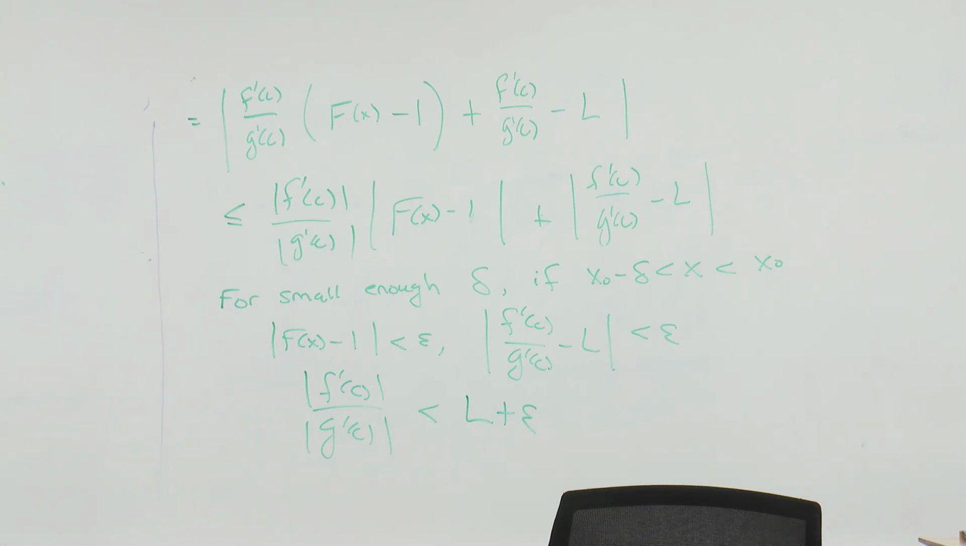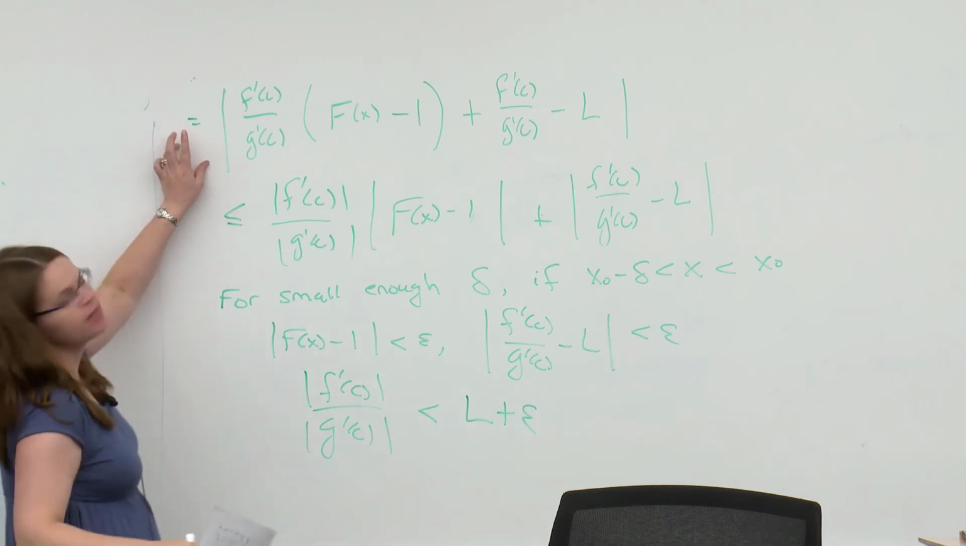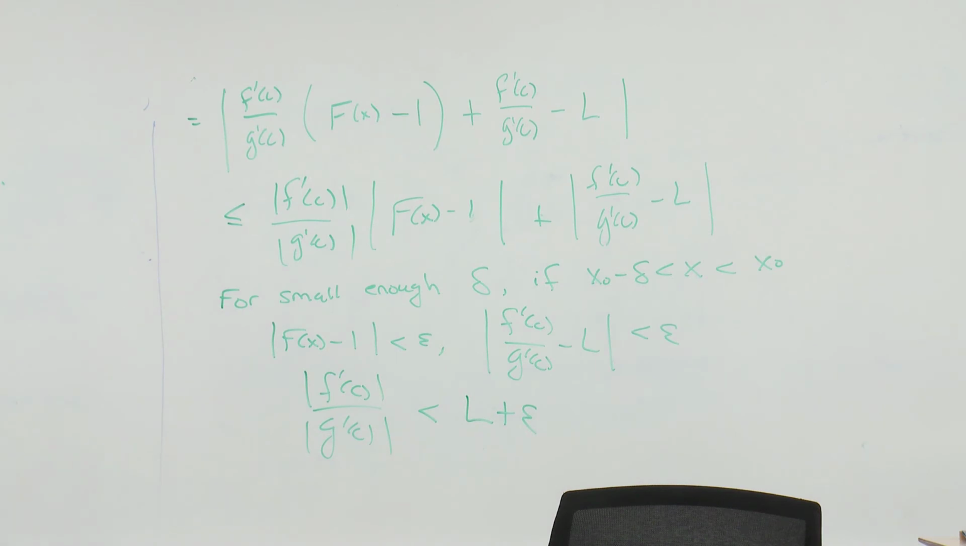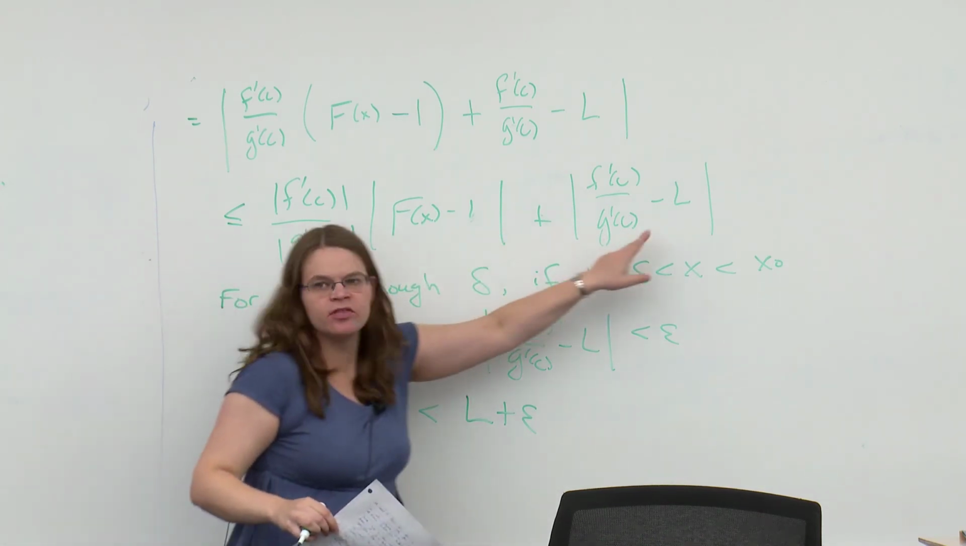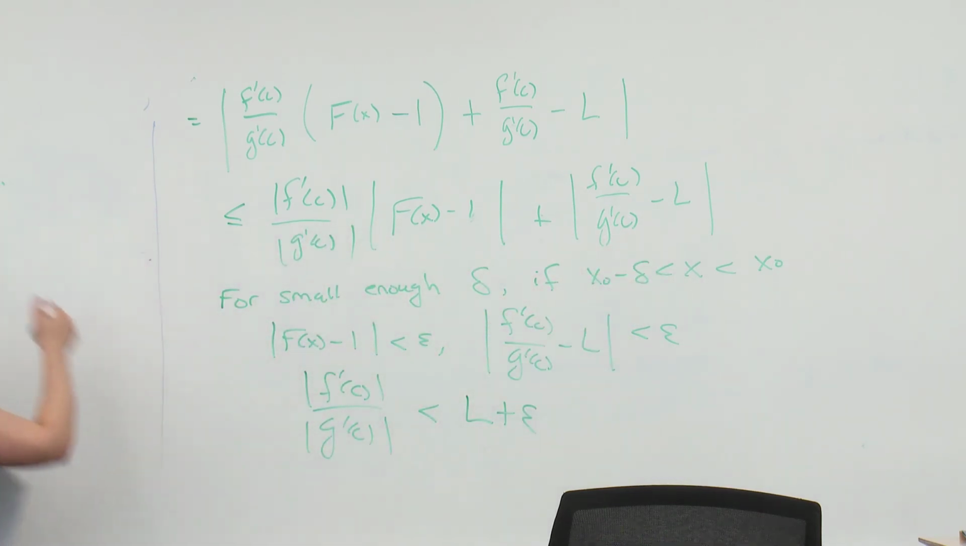And that means if I put all this together, so I go back to the left-hand side, which I just erased, that means that f of x over g of x minus L is going to be less than, this is bounded by L plus epsilon. This is bounded by epsilon. This is bounded by epsilon.